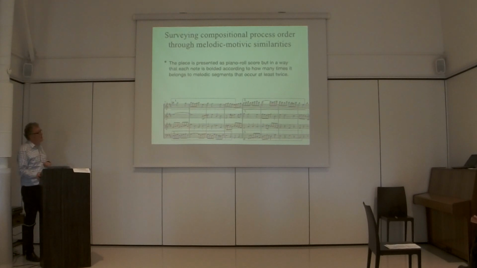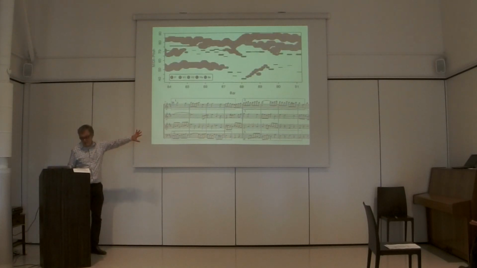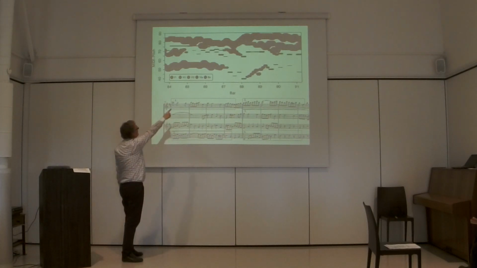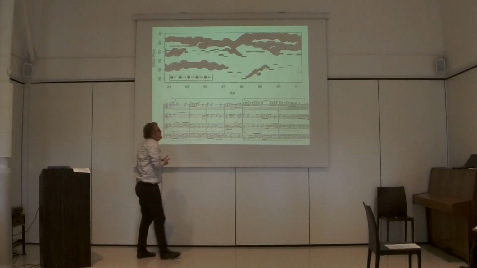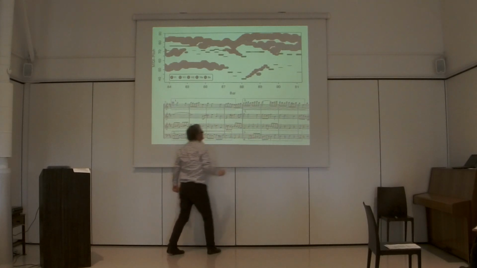That analysis is presented as a piano roll score, but in a way that each note is folded according to how many times it belongs to melody segments that occur at least twice. And here's the result. It's the same music there. So, without seeing this Bach's music, I could say that the bass line in the beginning of the figure, and the soprano or first violin line, they are in bold, they might be very important, and that part there may be also important here. But only this motif here.